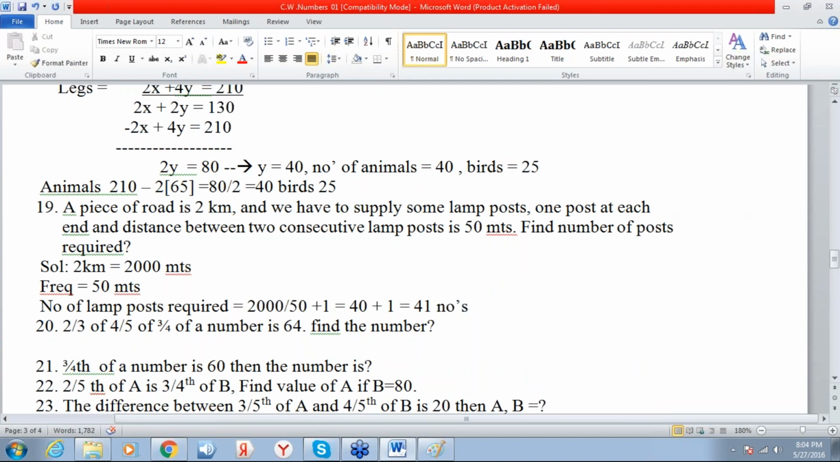Then, 2/3 of 4/5 of 3/4 of a number is 60. Find the number. 2/3 of 4/5 of 3/4 of a number. Just write 2 by 3 into 4 by 5 into 3 by 4. Here 4 is cancelled, 3 is cancelled.